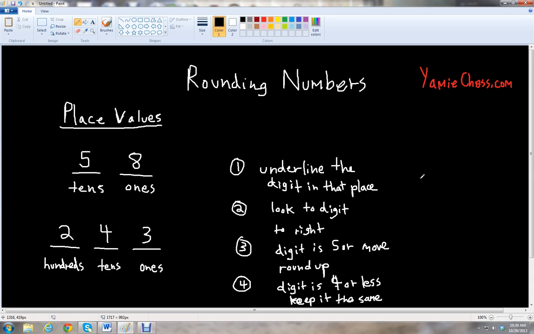So here are a few rules that we want to follow for rounding. But before we go over those rules, let's go over place digits for a number, either a 2 or 3-digit number. So this digit to the far right is called the ones place. The digit in the middle is the tens place. And the digit to the far left is called the hundreds place.